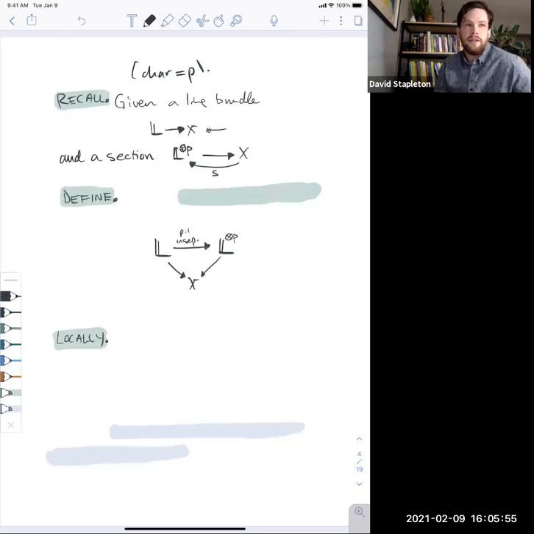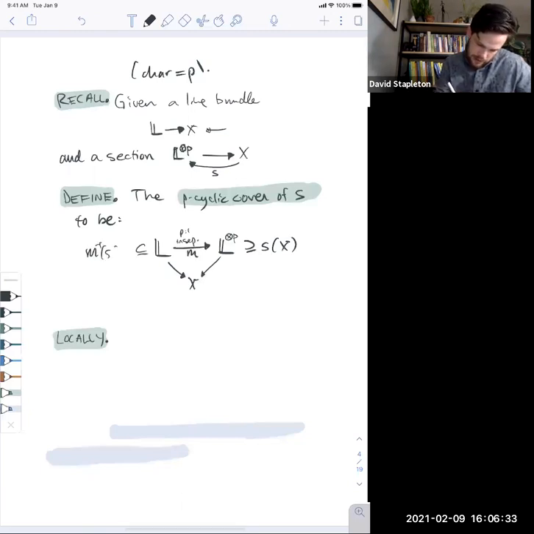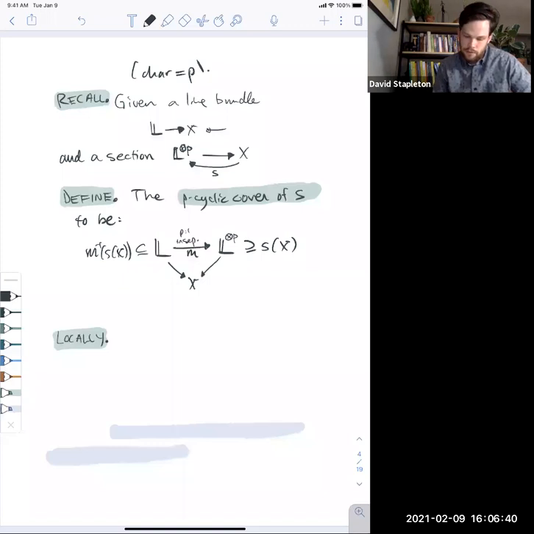So we can define the p-cyclic cover of the section as follows. You consider the multiplication map that goes from the line bundle to the line bundle tensor p. And inside the line bundle tensor p, we have the section. So now we can look at the pre-image inside the original line bundle. Let's call this map M for multiplication. So if we look at M inverse of S of X inside L, this is a p to 1, in this case inseparable, cover of your original thing. And we can call this our cyclic cover.